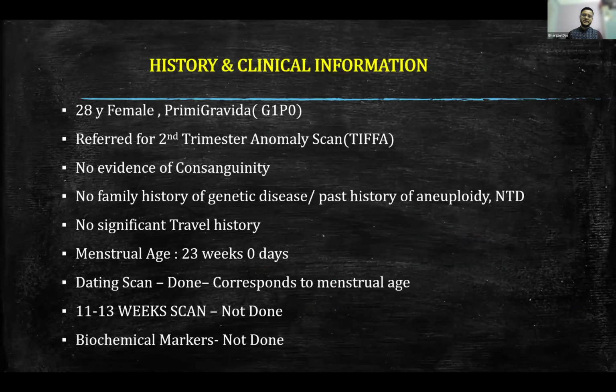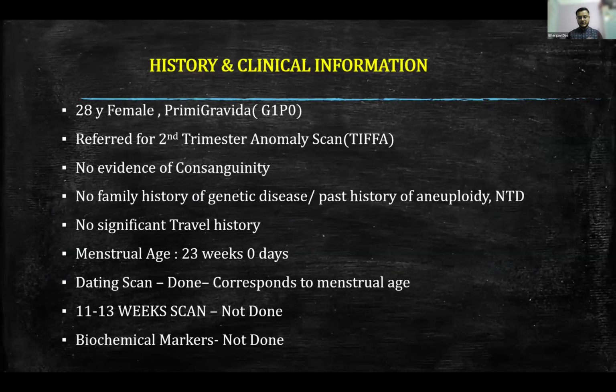So history and clinical information. We have a 20-year-old female primary gravida referred for a second trimester anomaly scan. No evidence of consanguinity, no family history of genetic disease, no past history of aneuploidy. No significant travel history. The menstrual age of the patient is 23 weeks, 0 days. Dating scan was done outside, which corresponds to the menstrual age. However, the 11 to 13 week scan was not done. The biochemical markers were also not done.